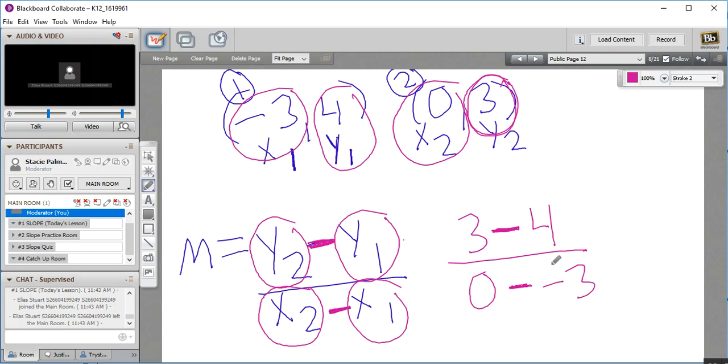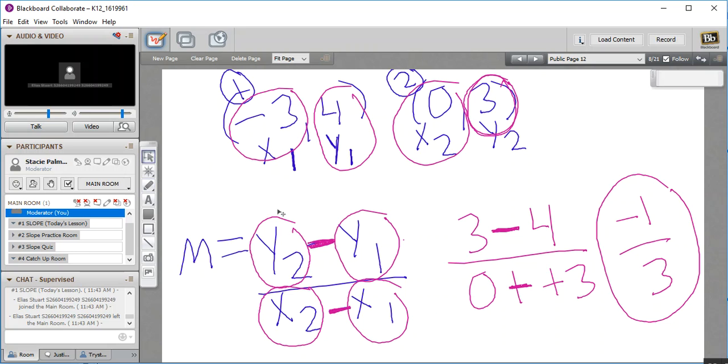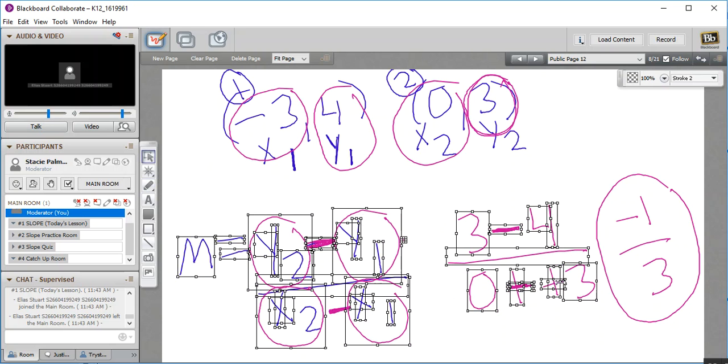Now this is where I want you to get out your calculators. 3 minus 4 is negative 1. 0 minus a negative 3, this really becomes 0 plus a positive 3, so that would be a 3. The slope of our line is negative 1/3. And we found that by using the slope formula instead of graphing and counting.